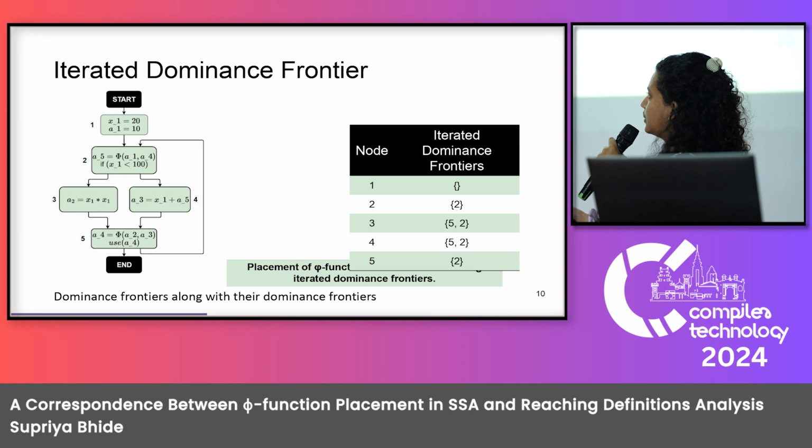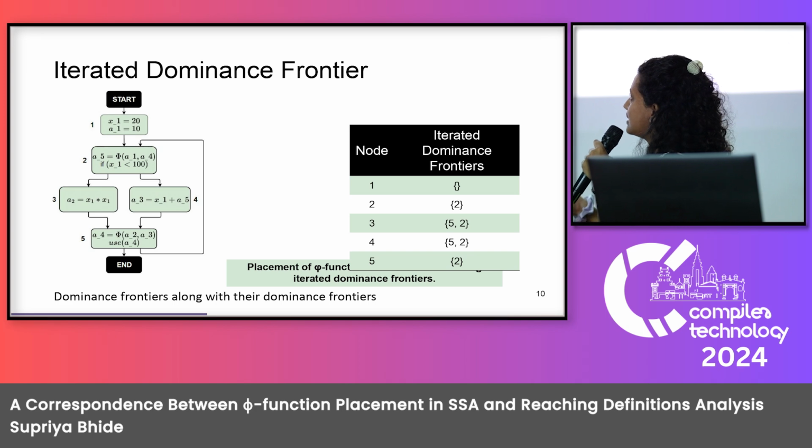So we have node 3. Node 3 dominates itself. We just looked at the definition of dominance. But node 3 does not dominate node 5. So the dominance of node 3 ends at node 3. The next node that it does not dominate is 5. So 5 is in the dominance frontier of node 3. Similarly, for node 4, 5 is in the dominance frontier of node 4.